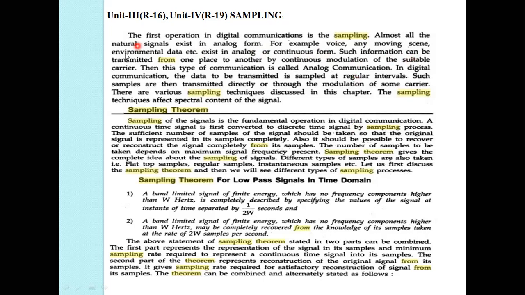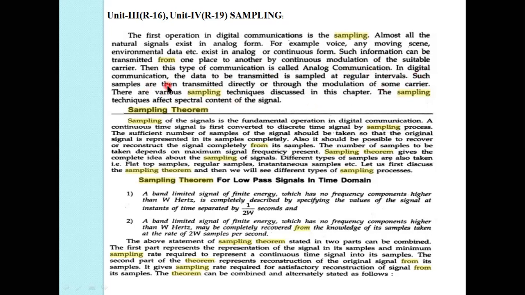Such information can be transmitted from one place to another by continuous modulation of a suitable carrier. Carrier means it has a high frequency. It carries the message signal. Whatever we are saying, it is a voice, and the data is carried by the carrier signal. That is nothing but the message signal, my dear students. The message signal is a low frequency signal compared to the carrier. This type of communication is called analog communication.